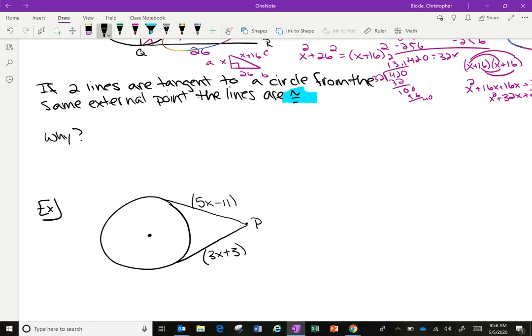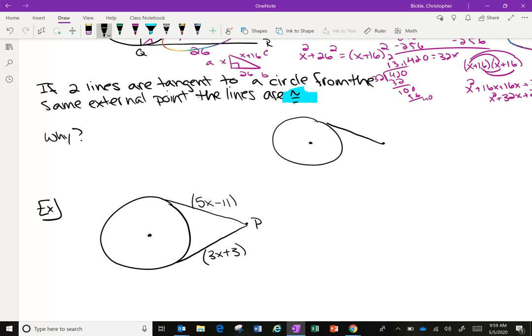Really quickly, without boring you guys, I wanted to say why. We're going to think about this diagram down here where you guys have two lines that are tangent to a circle from the same point. If you were to think about this and think back to congruent triangles, because I know you guys love those so much.